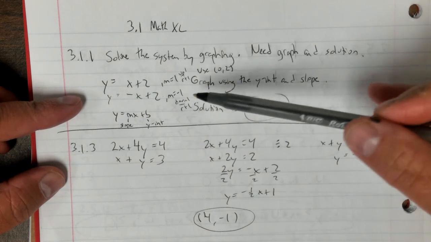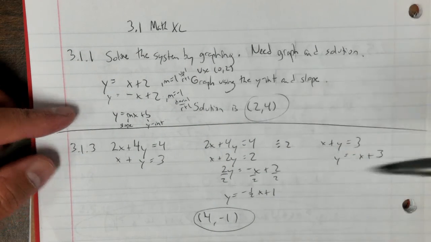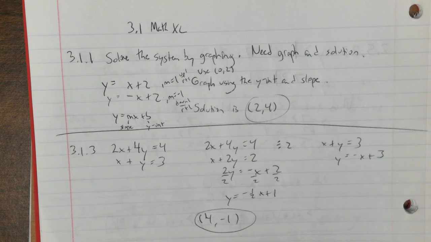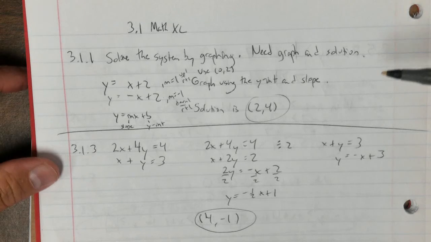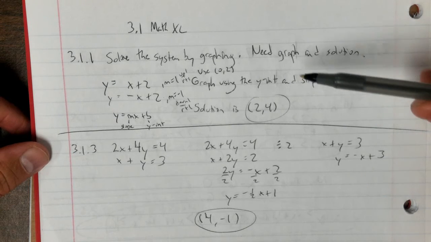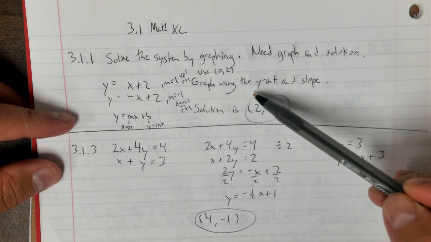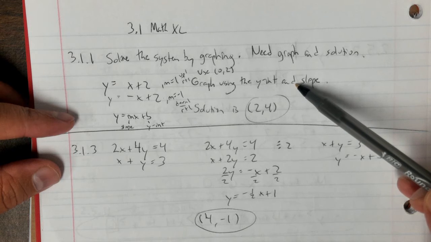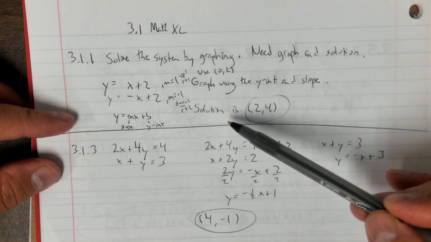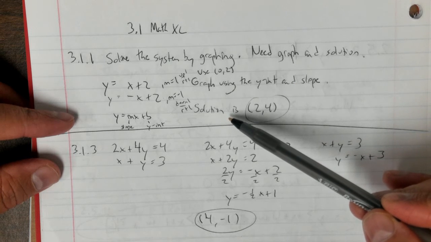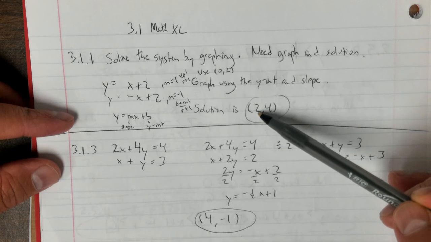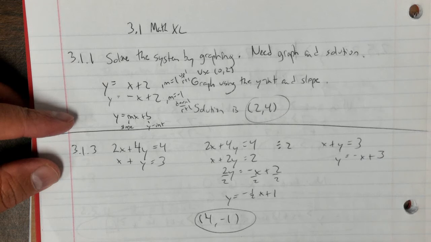I'm not really going to get into all the algebra part because most of this you should already know from Algebra 1. If you need more individual help, I can definitely do that. But this is basically graphing two lines, then seeing where they cross on Math Excel, and you get 2, 4 for that one.